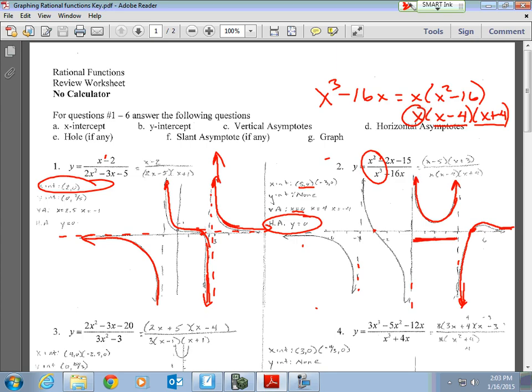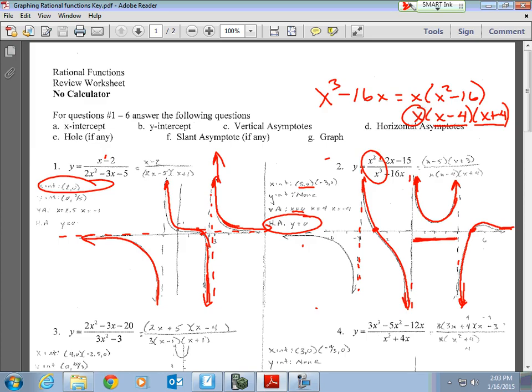As it goes on the right-hand side, it goes to infinity. So on the left-hand side, it'll go to negative infinity. It must pass through the x-axis over here at negative 3. It must approach the vertical asymptote at negative 4.